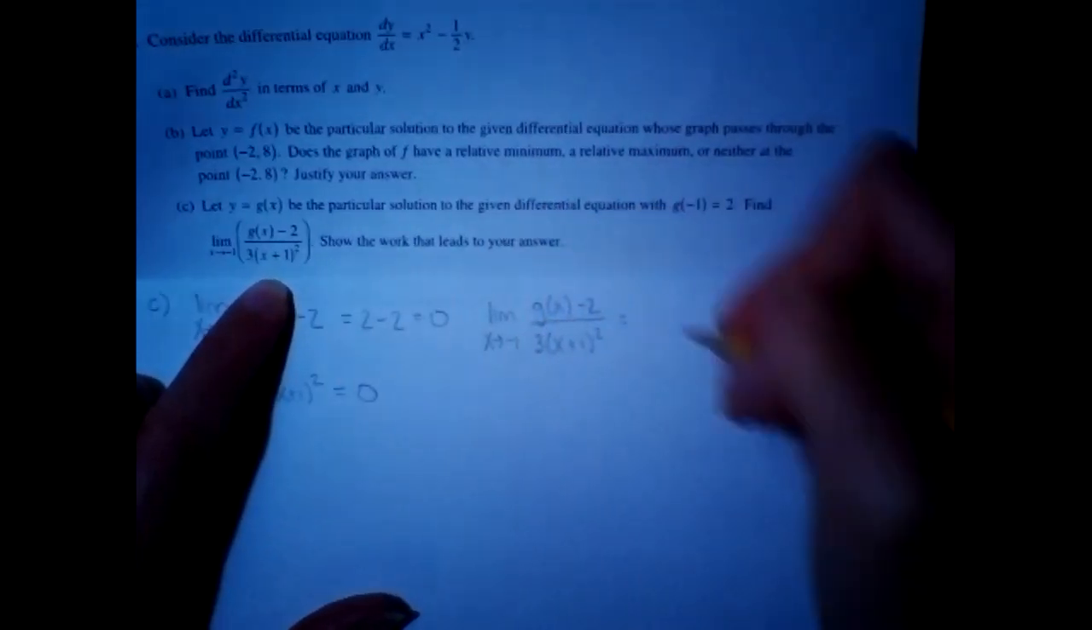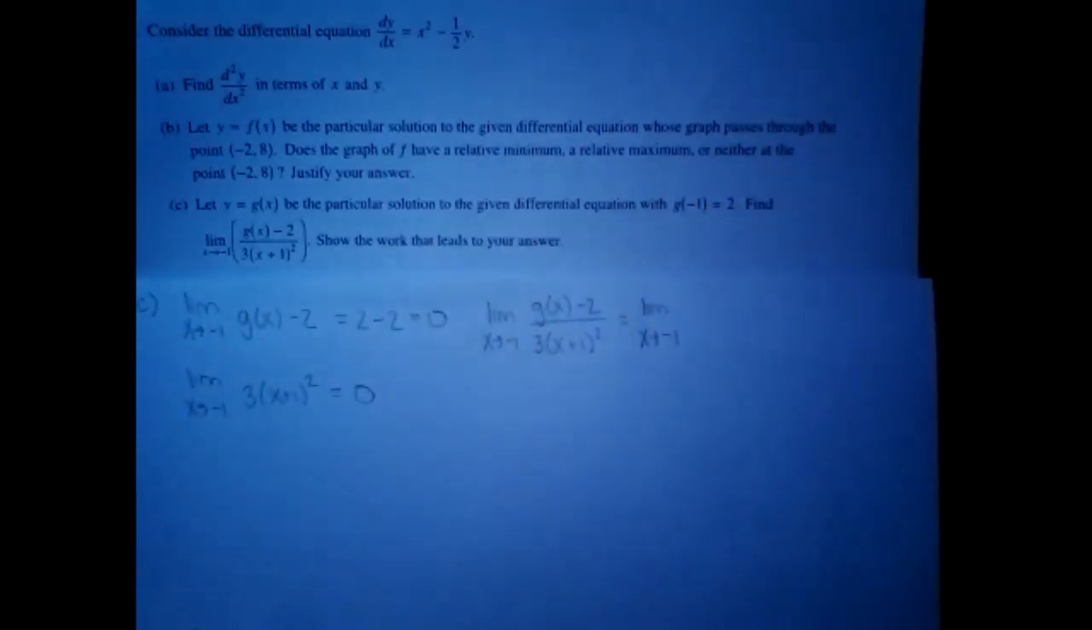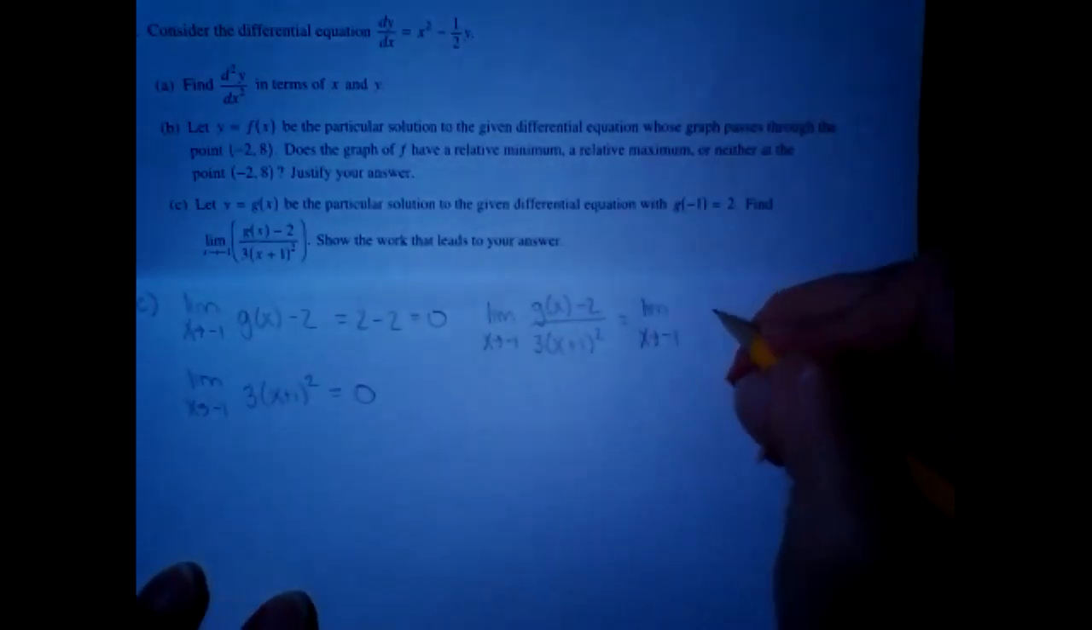And you have to say that that equals the limit as x goes to -1 of the derivatives. So we're going to do the derivative of the numerator and the derivative of the denominator. It's not a quotient rule. We're going to do them separately.